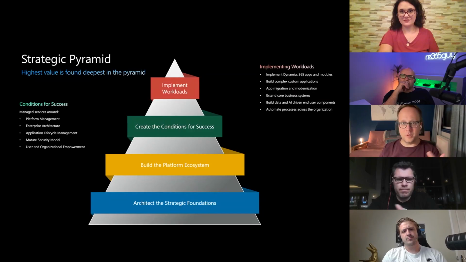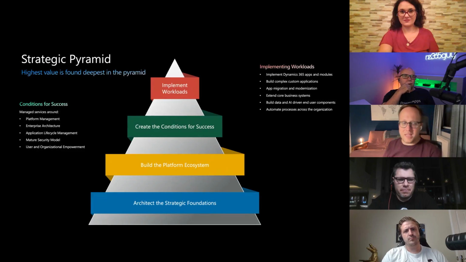So platform management, thinking everything from the COE starter kit to Azure, to Application Insights, to Azure Monitor, to whatever it might be to manage the platform around you. Enterprise architecture, data ecosystem, environmental architecture, et cetera, et cetera. So this is really enterprise technical architecture, maybe ALM, security, and then user and organizational empowerment.